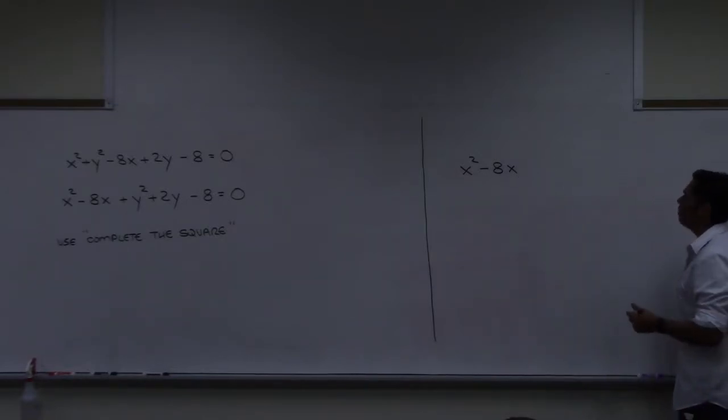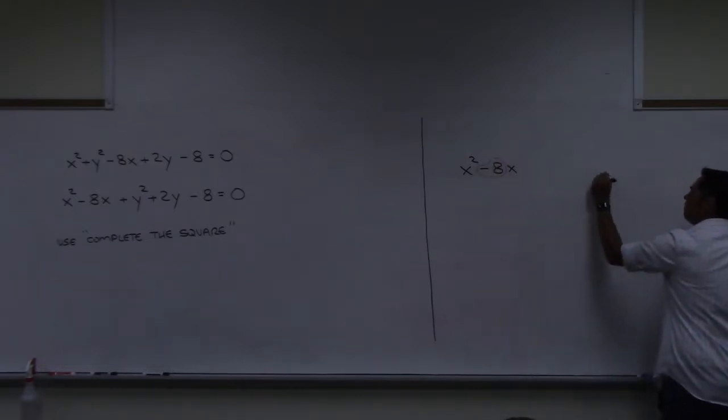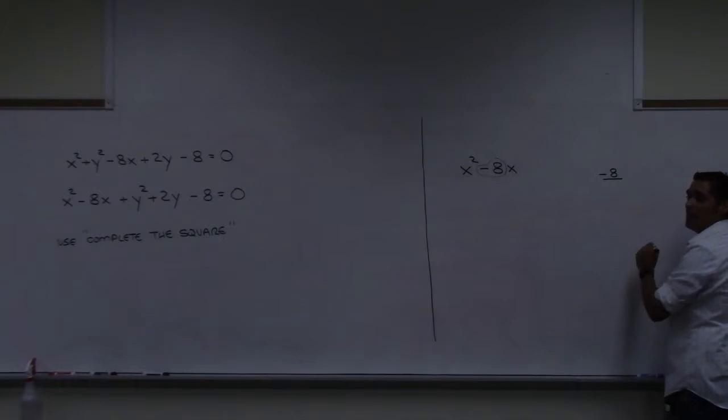Now, we're going to do a little weird stuff over here. We're going to look at the coefficient in front of x, write it down, and we're going to divide it by 2.